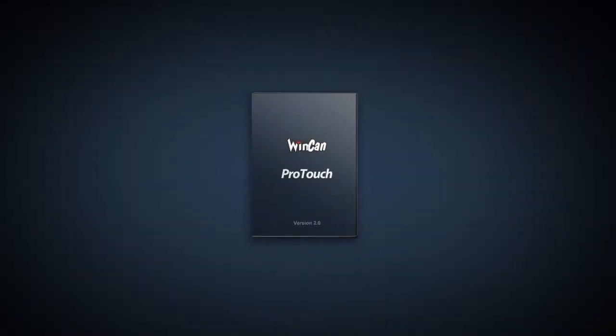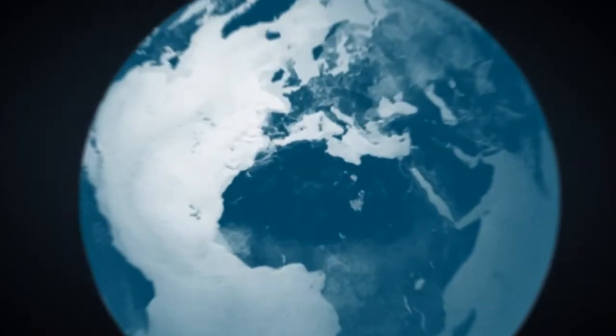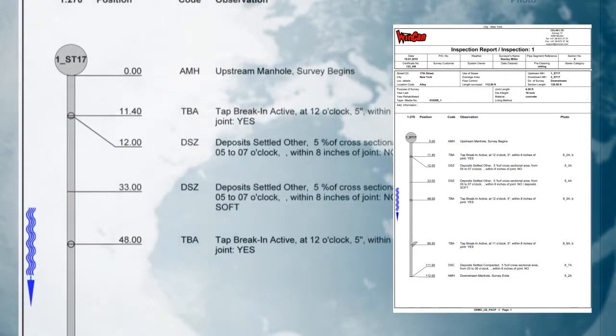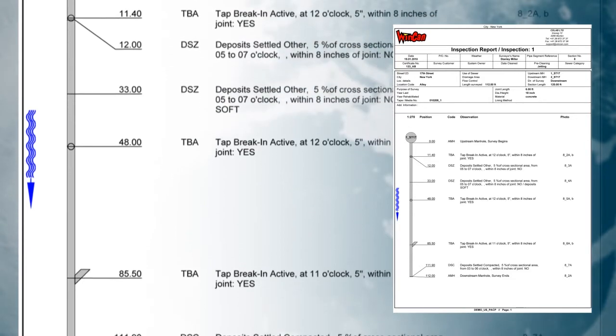What is WinCan ProTouch and how will it impact your business? In this walkthrough video, we will show you exactly how this software works. WinCan ProTouch is a widely used pipeline inspection reporting software that allows you to create truly professional inspection reports.